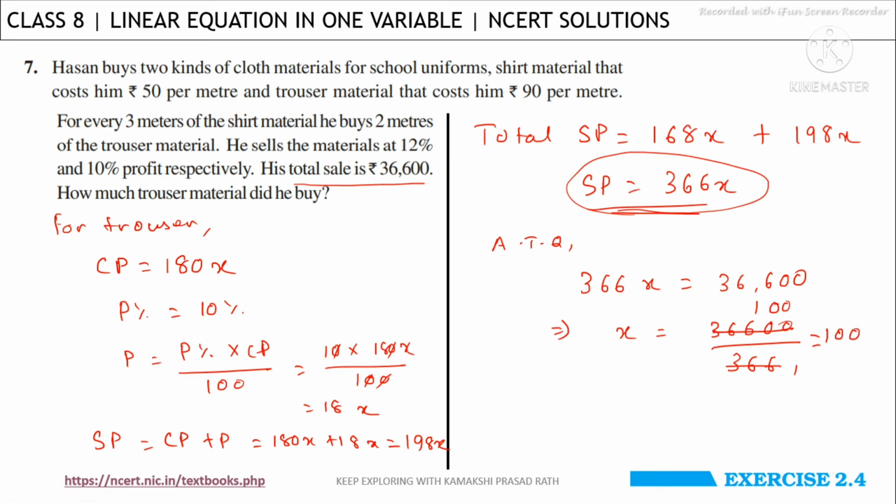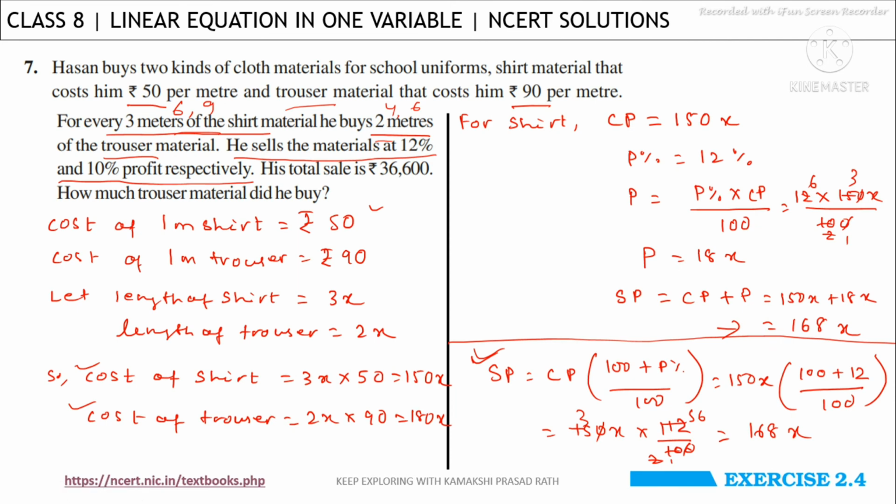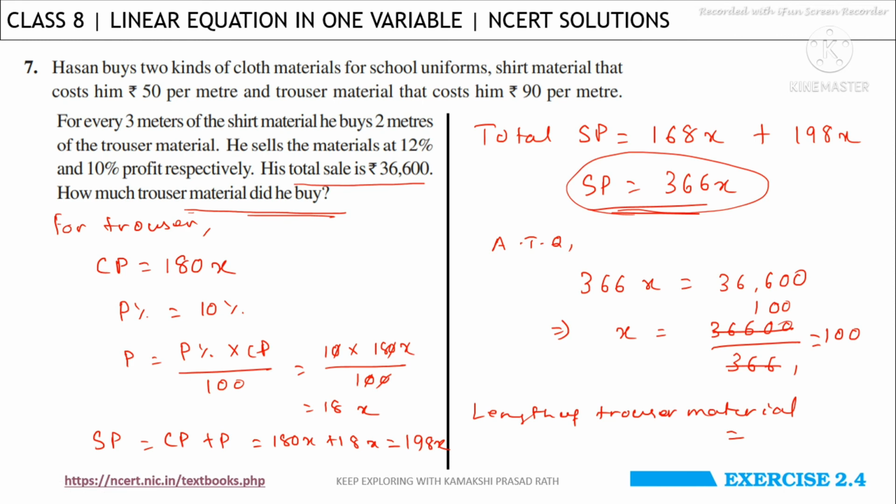Now here it is given, how much trouser material did he buy? So the length of trouser material purchased. You can see here 3x and 2x. So how much trouser material did he buy? As you can see from the condition here, the length of the trouser was 2x. So x we have got as 100. So it is 2x, that is 2 into 100, we get 200 meters of trouser material. So in this way it is easy to find the length of the trouser material purchased.